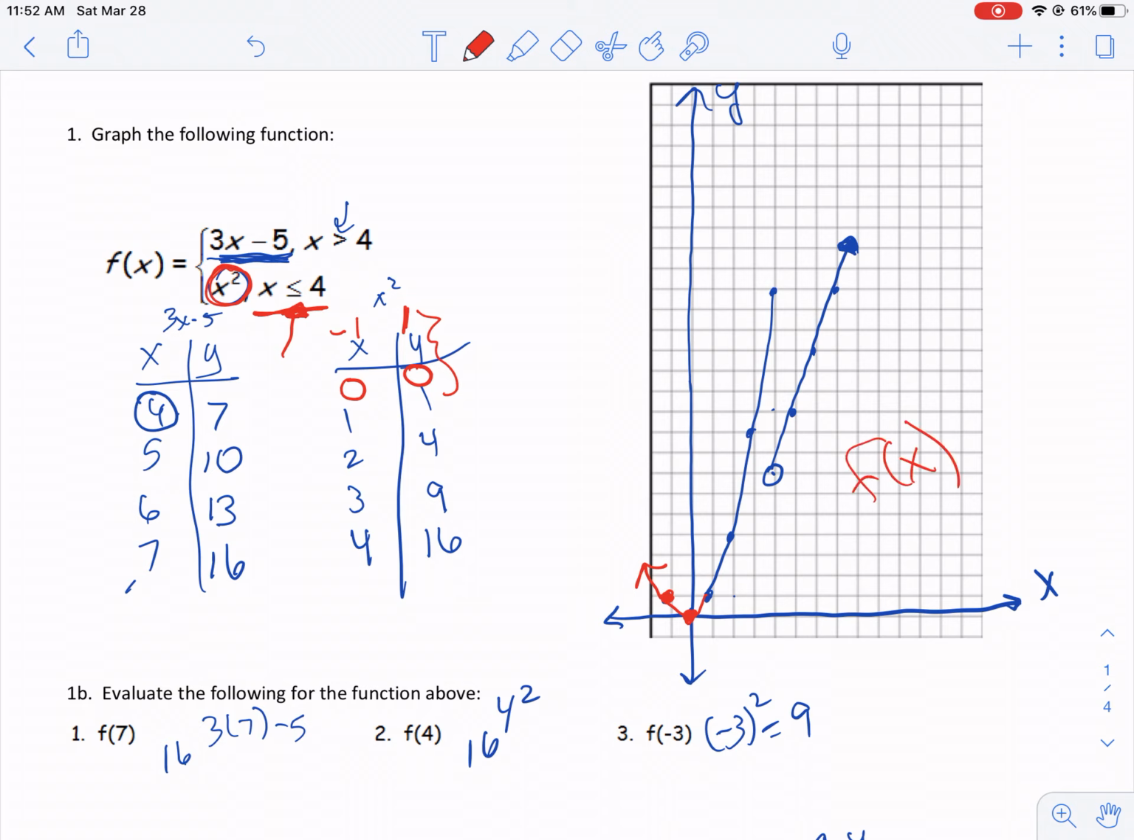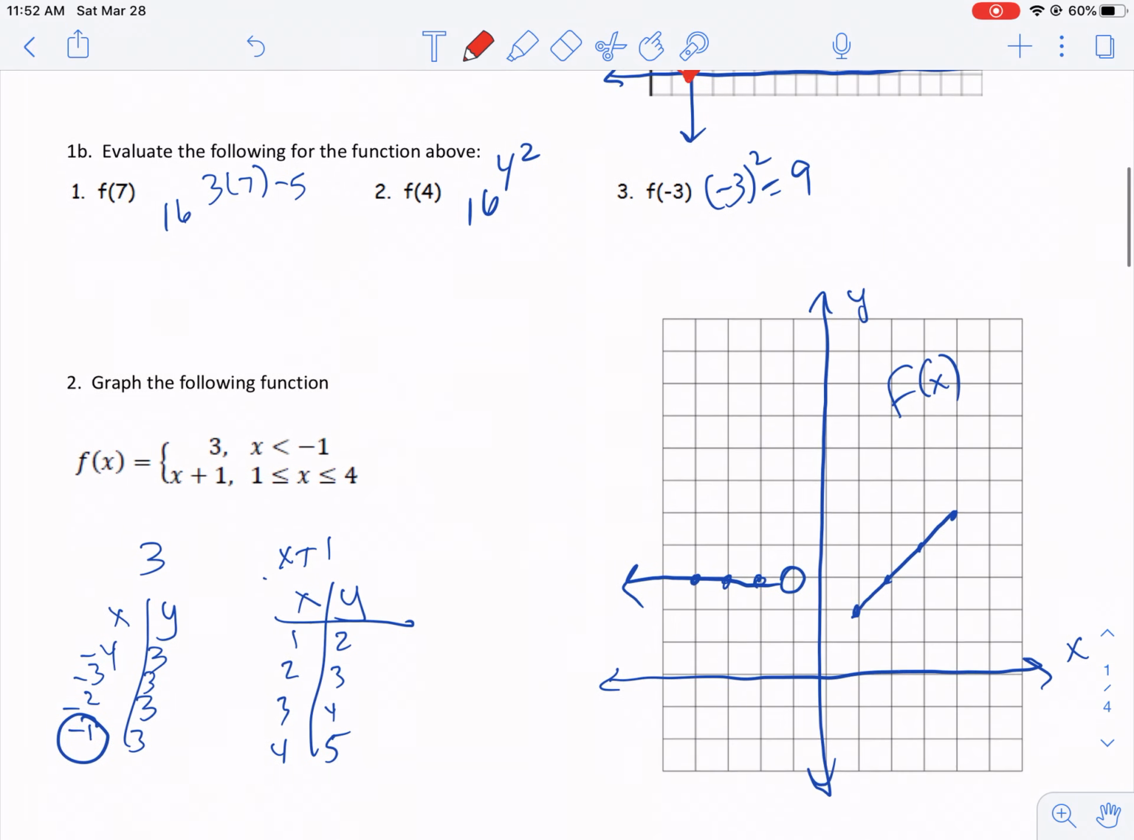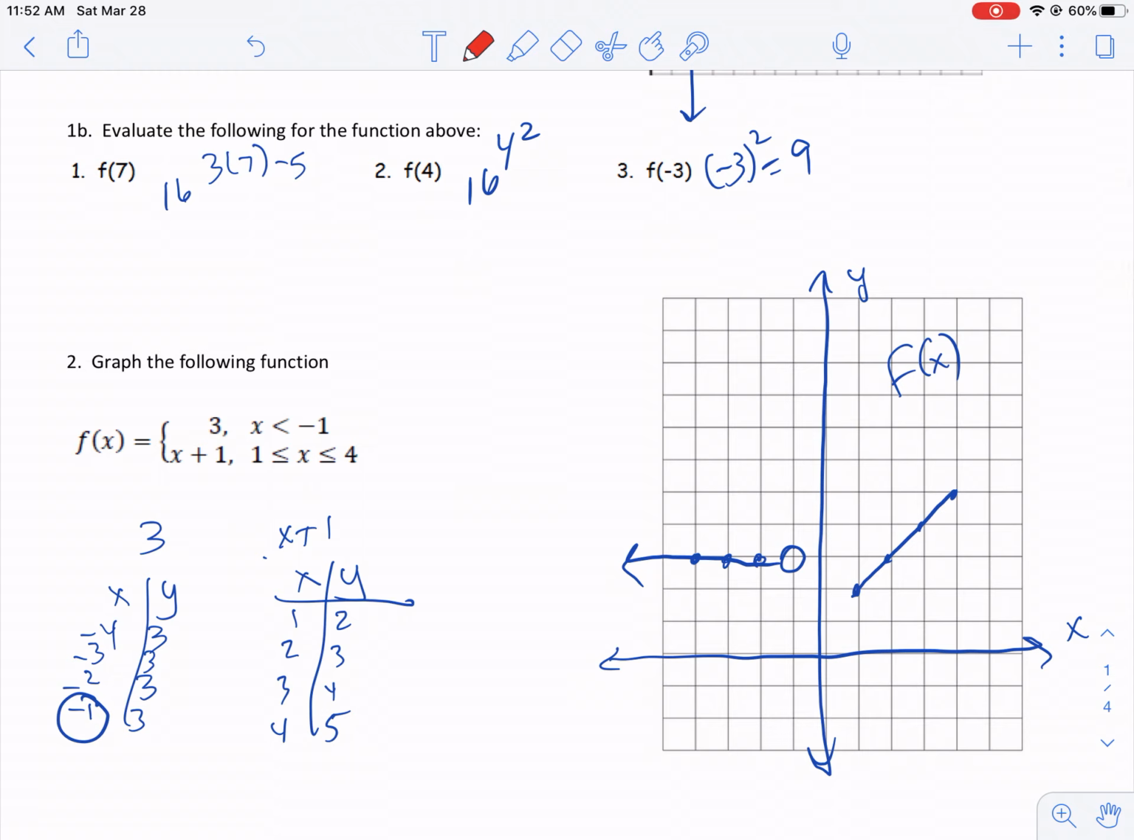Is that likely to be something you might find on a Regents? Not likely, but better safe than sorry to know that yes, if your inequality is going to make that vertex show up eventually, keep graphing until you do see it. All right, then you had some evaluates based on the function above. That's just plugging it into the right spot.